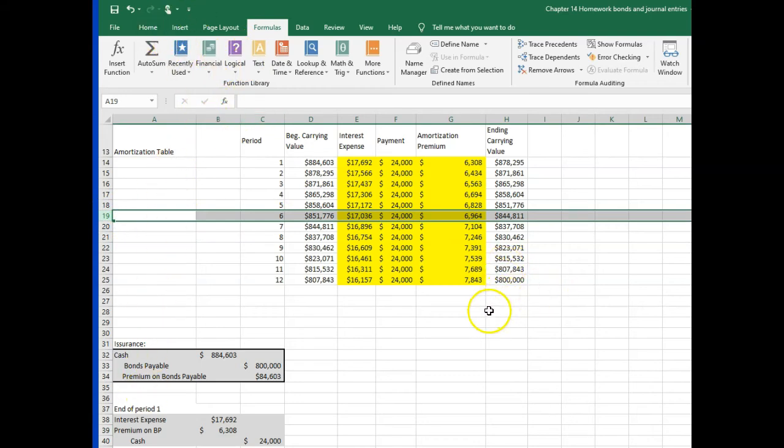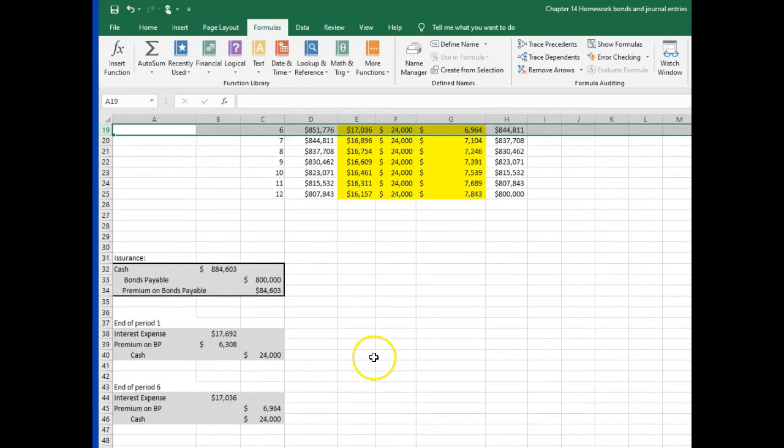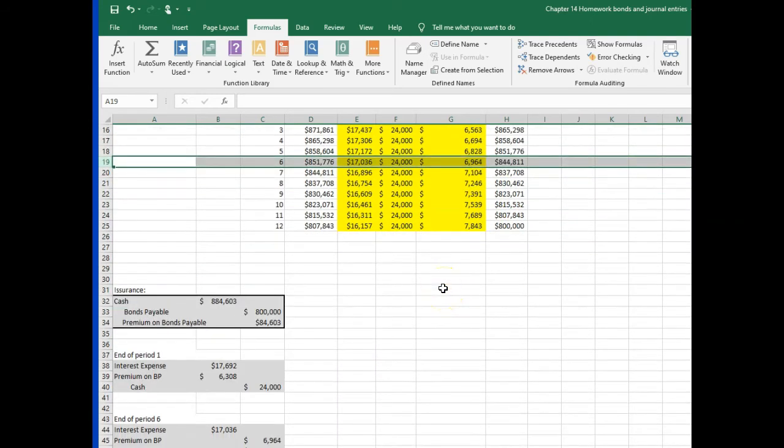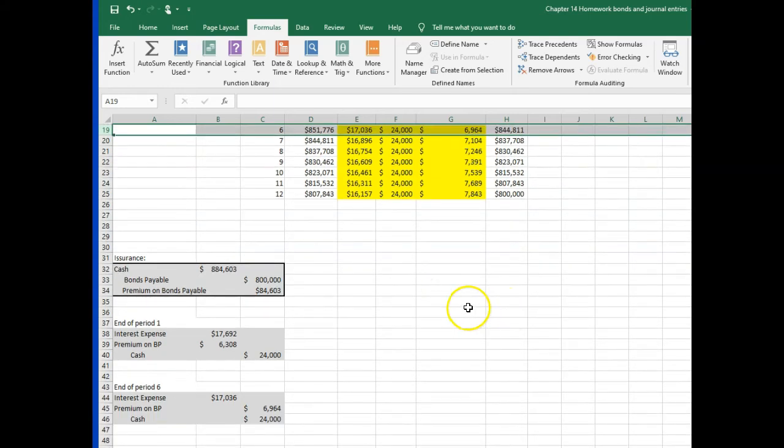The next thing I'm going to do is the same thing for period 6, and I see that our interest expense is now 17,036, and the payment is always the same, and the premium on bonds payable is being reduced by 6,964.